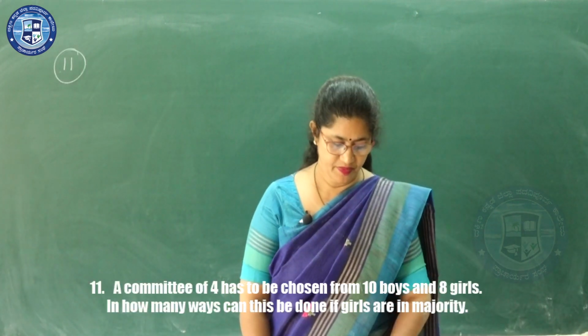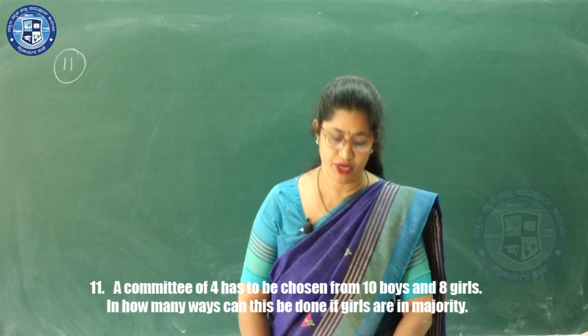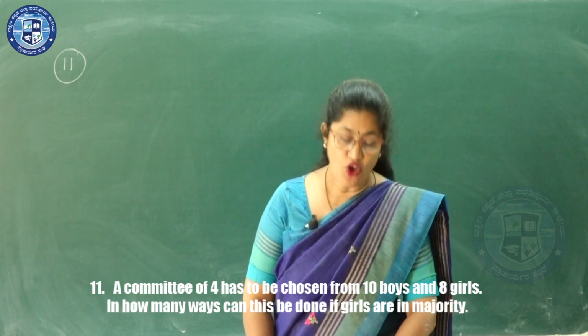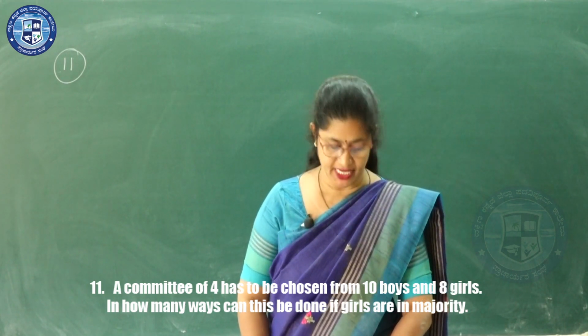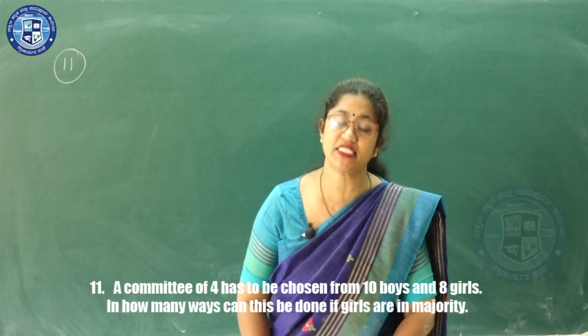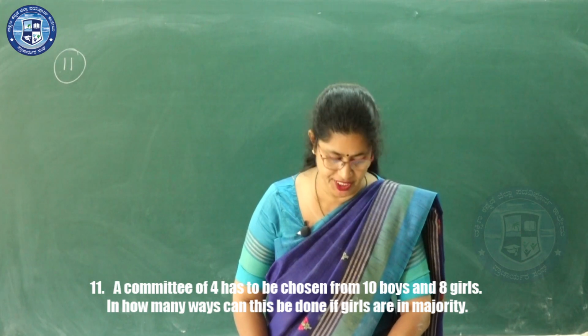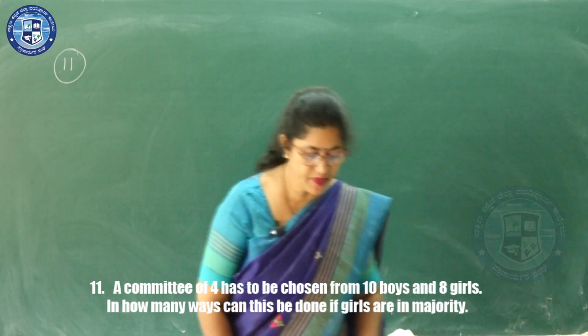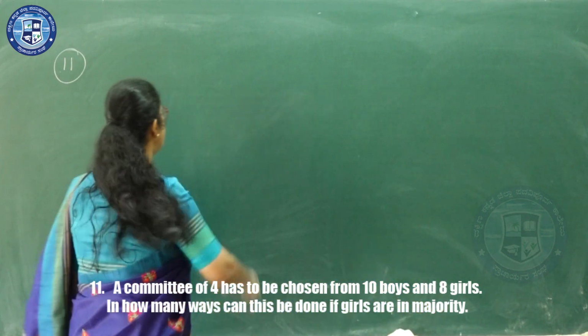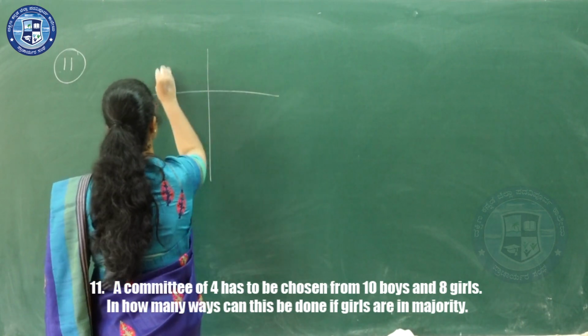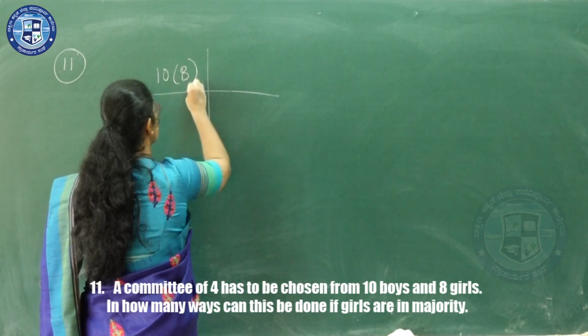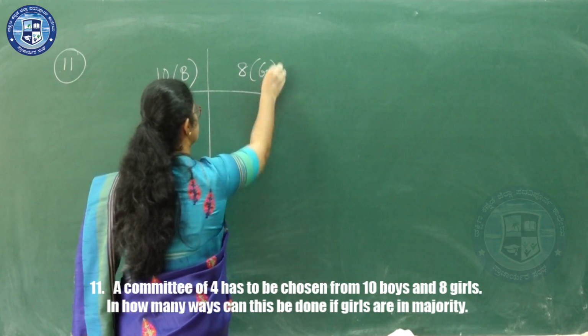Question 11. A committee of 4 has to be chosen from 10 boys and 8 girls. In how many ways can this be done if the girls are in majority? Let us see what is given. Totally there are 10 boys. There are 10 boys and there are 8 girls.